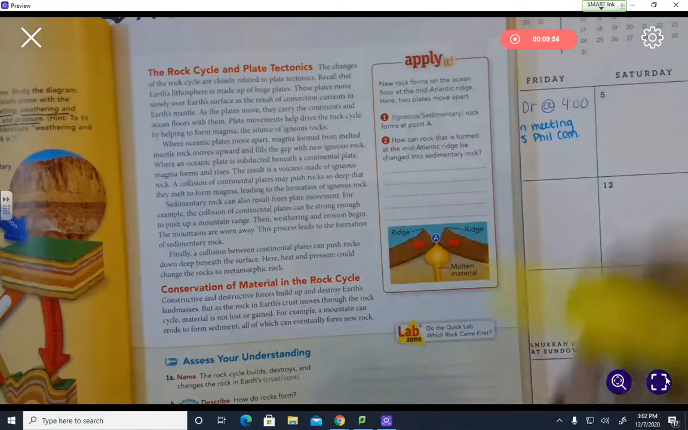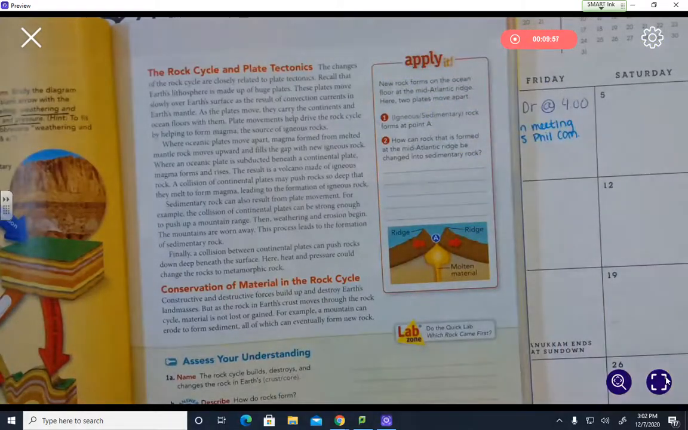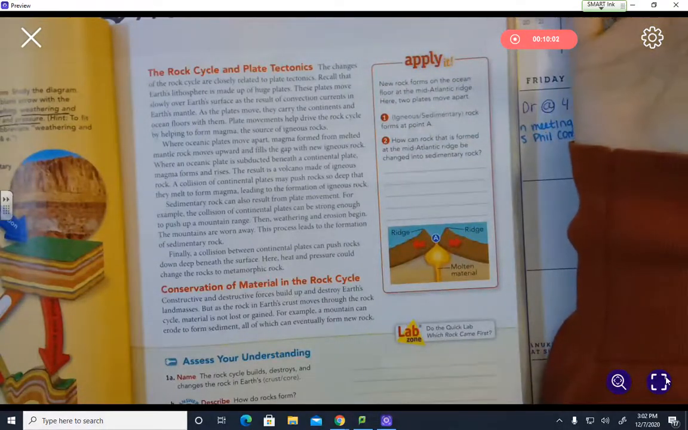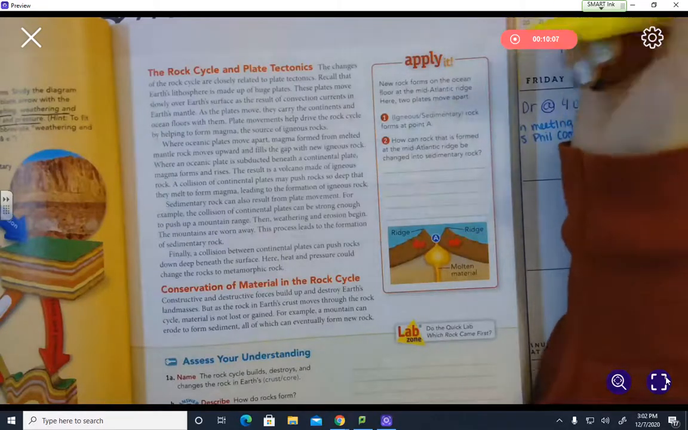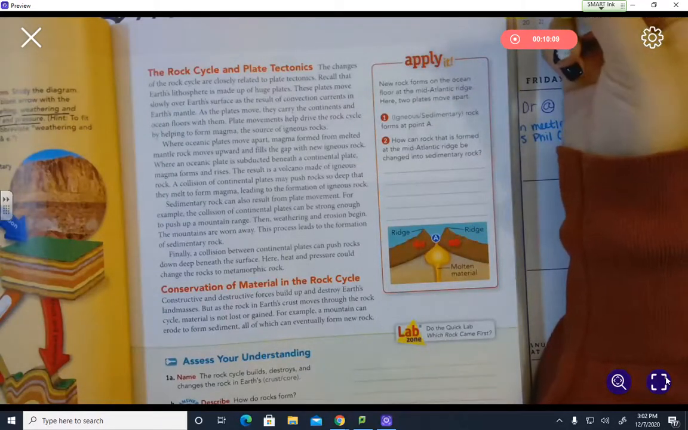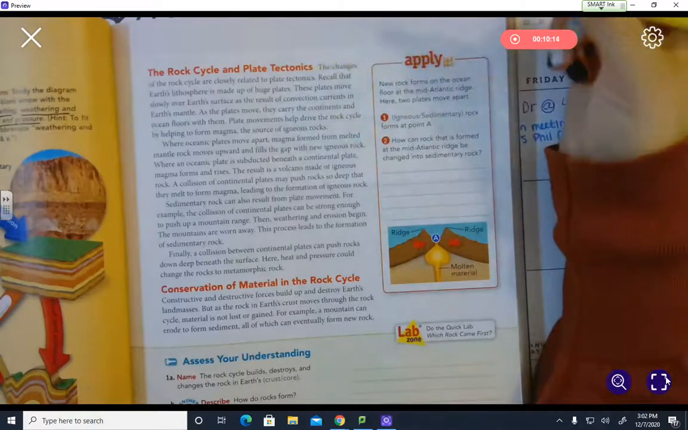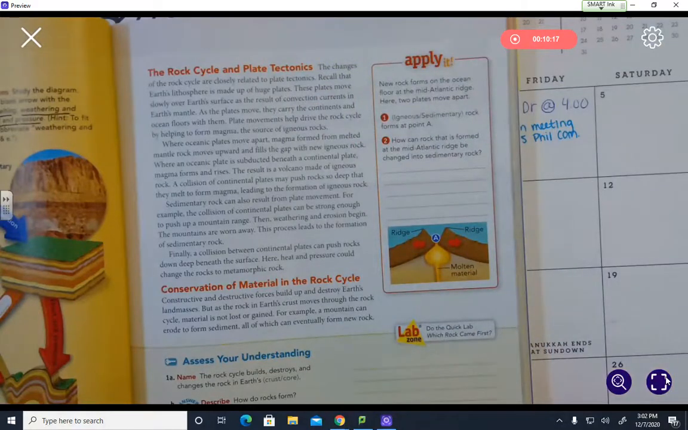So, the rock cycle and plate tectonics. The changes of the rock cycle are closely related to plate tectonics. Recall that Earth's lithosphere is made up of huge plates. These plates move slowly over Earth's surface as a result of the convection currents in Earth's mantle. As the plates move, they carry the continents and ocean floors with them. Plate movements help drive the rock cycle by helping to form magma, the source of igneous rocks.